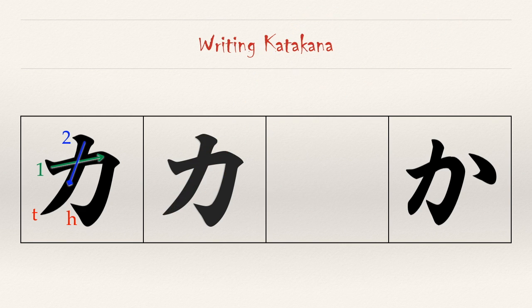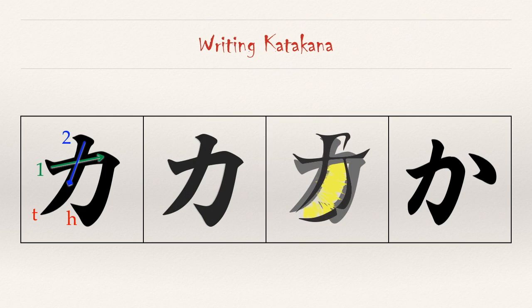Ka. To help you remember this character and its pronunciation, think about an old pirate's cutlass. It's kind of an old broadsword.